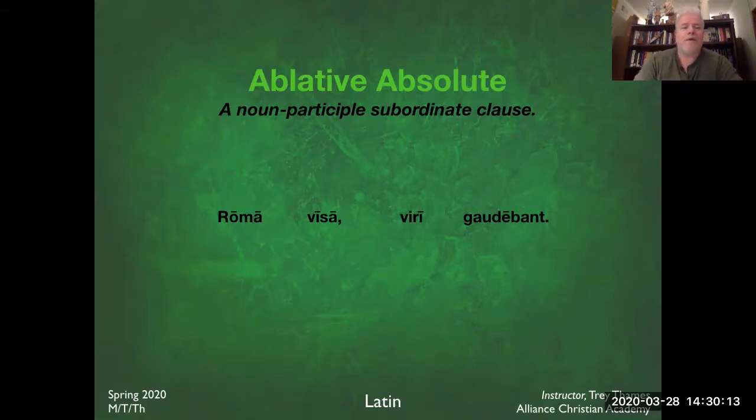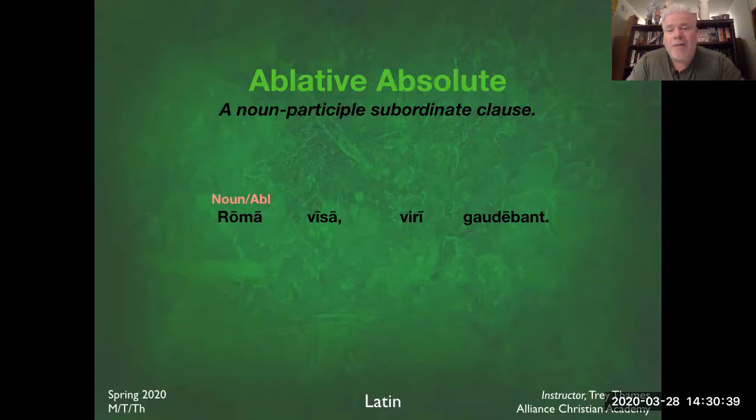But what about the first part of this sentence? Roma visa. Let's take a look at this. First off, you've got a noun here. It's in the ablative case, singular, Roma. You can tell it's in the ablative case because it has that macron, the long mark over the A, Roma. Well, visa, look, it's got a long mark over the A too. It's also an ablative, but it's not just an ablative.